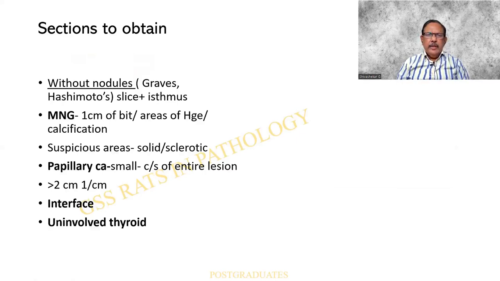In cases of multinodular goiter, sample the normal parenchyma along with areas of hemorrhage or calcification, and suspicious areas which are solid or sclerotic. Papillary carcinoma, if it is going to be very small, the entire lesion can be given as a cross section. And when it is more than 2 centimeters, an interface between the tumor and the normal thyroid will have to be sampled. Uninvolved thyroid is a routine, so that we have it for record purposes as well as to diagnose what is in the back.